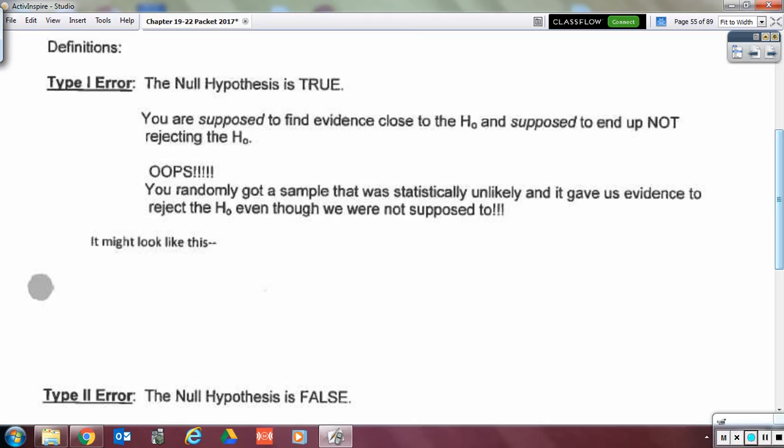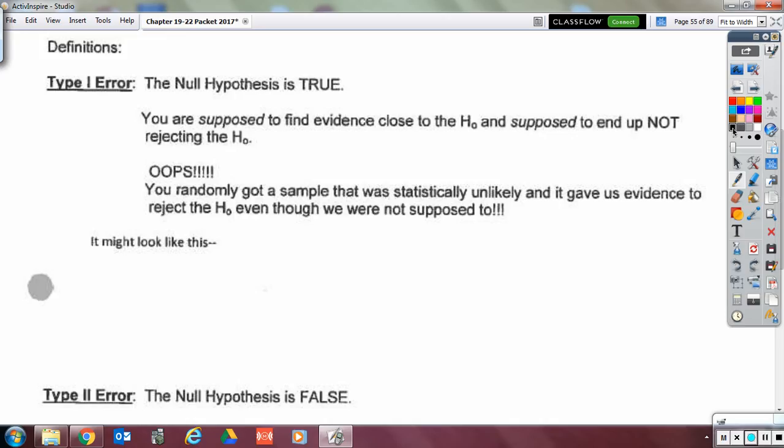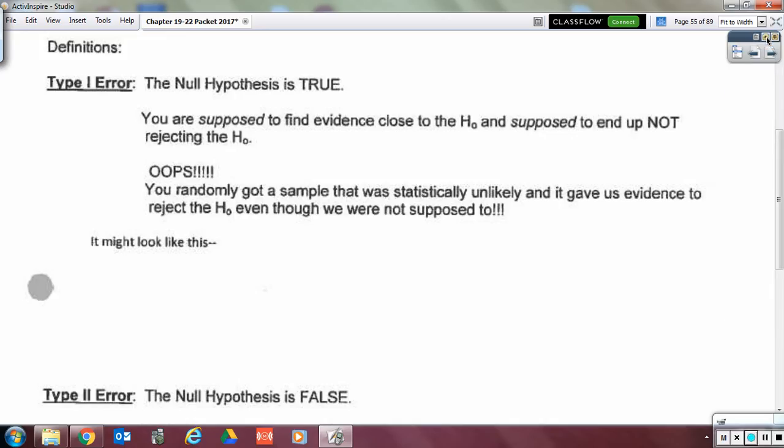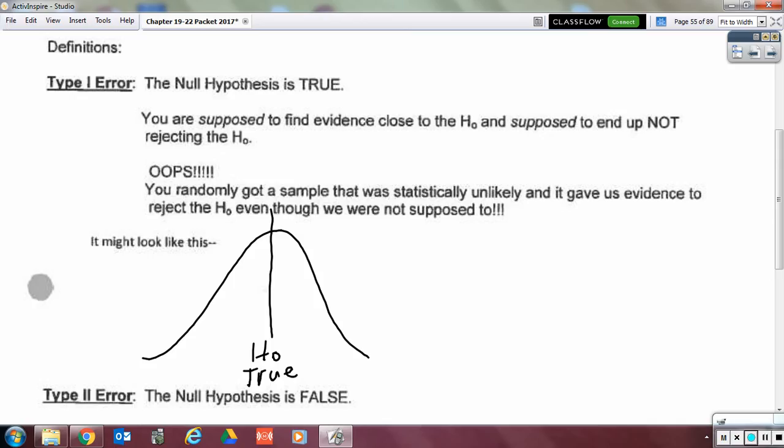All right, type 1 error. Here's what's happening. The null hypothesis is true. So this is like our M&M's one. So let's draw this as we discuss it. So here's what it would look like. If our null hypothesis is true, then where will all our data be located in reference to the null hypothesis? Around it. Very good. If the null hypothesis is true, then our data is here.